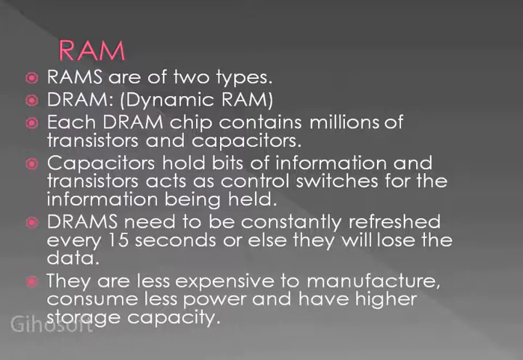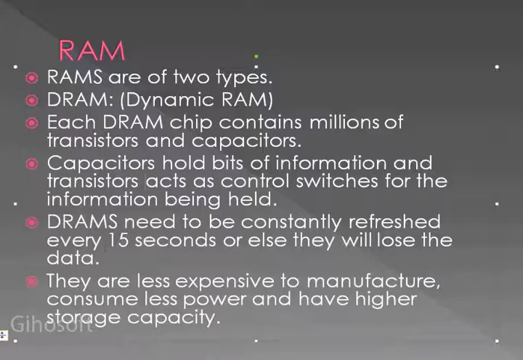Now how do the transistors work? Transistors work as a gatekeeper. They allow a charge or data to be stored inside the capacitor or to go outside of the capacitor. Data is stored in form of charges. Now what does the capacitor do? Capacitor holds bits of information, basically charges, and transistors act as a control switch for the information being held.